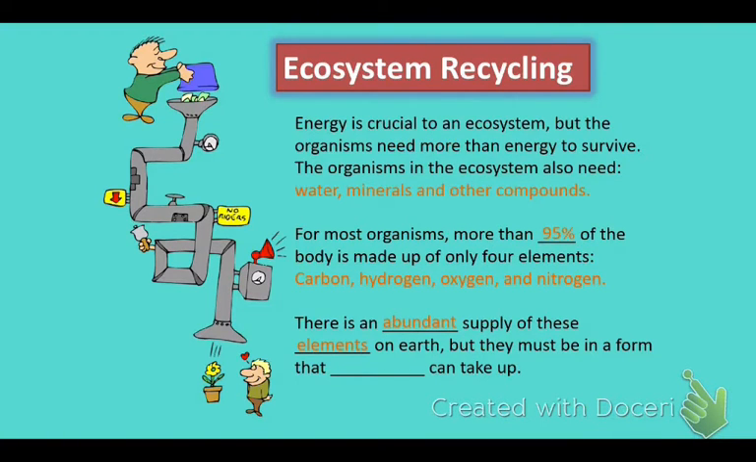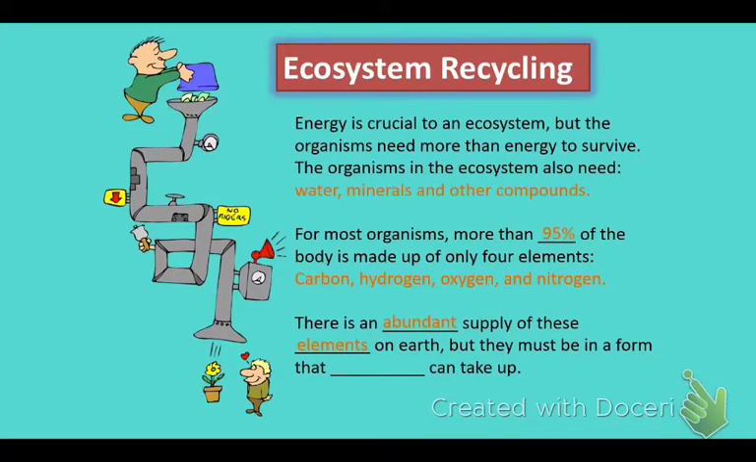So energy is crucial to an ecosystem, but the organisms need more than energy to survive, right? I can't just give you ATP and be like, sweet, you can live forever now. You still need water, you still need protein, you still need vitamin C, you need all sorts of things in order to function, right?